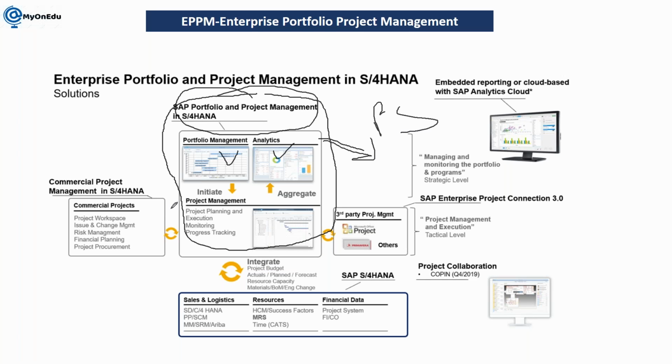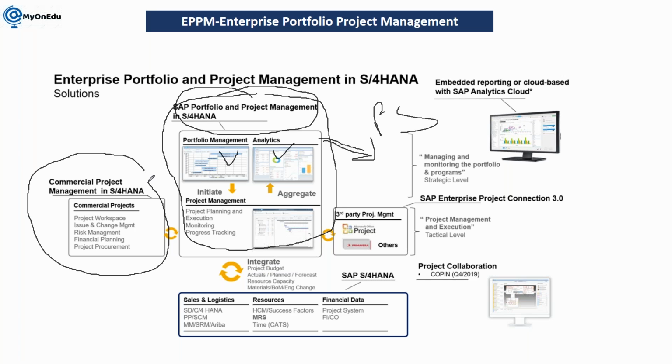Okay, and similarly we have commercial project management in S/4HANA. This is the module which helps us manage our pre-tendering activities. For example, if you get any requirement from your customer, before submitting any estimation or quotation to your customer, you need to analyze this requirement. That portion, those pre-tendering activities, you can manage in the CPM system.